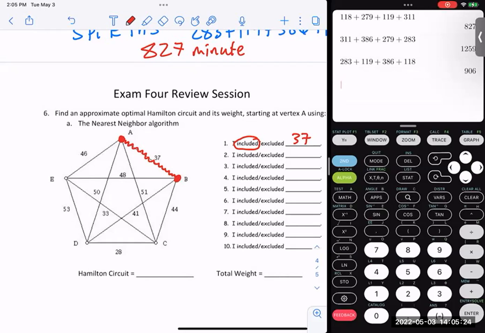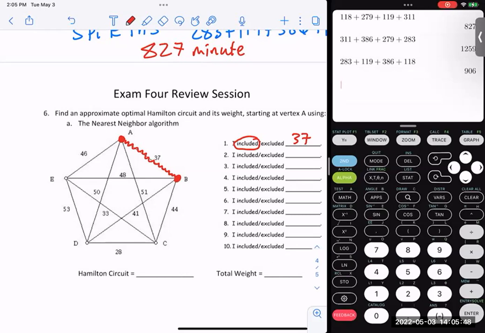But there are 2 problems that you can run into, and those are you cannot create a circuit, right? You can create one once you're done, right? But you should not create a circuit until you've traveled to every single vertex. So I don't want any circuits along the way. And then you should never have 3 edges coming out of the same vertex. So no more than 2 edges coming out of the same vertex.